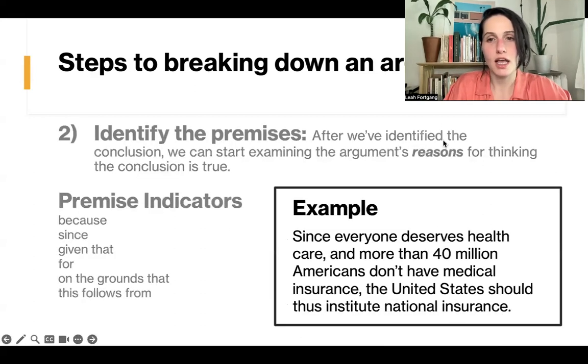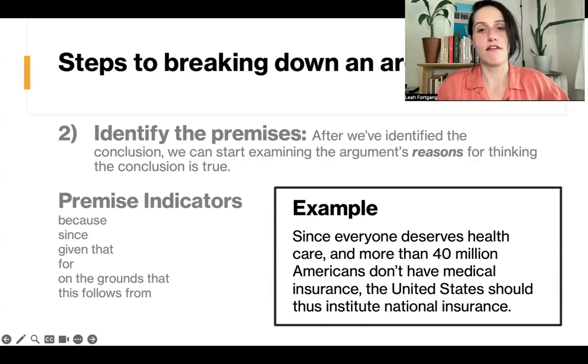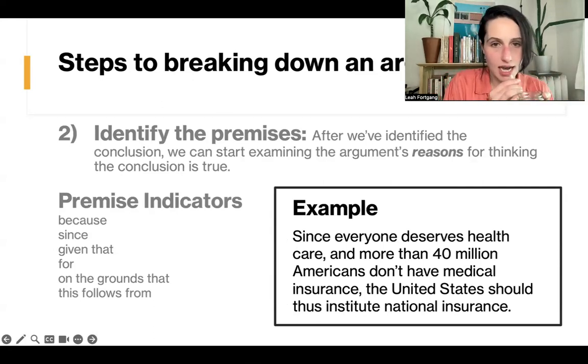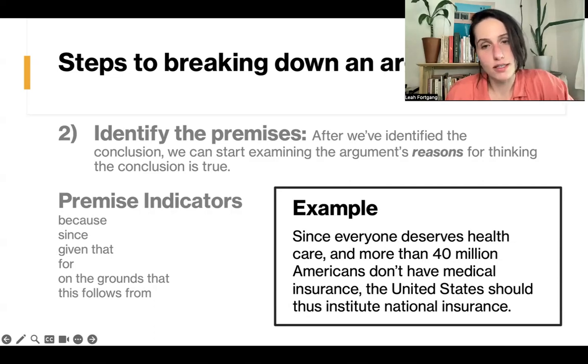All right, now let's look at another example to help solidify some of what we're thinking about with respect to identifying the premises. "Since everyone deserves health care and more than 40 million Americans don't have health insurance, the United States should thus institute national insurance." Okay.